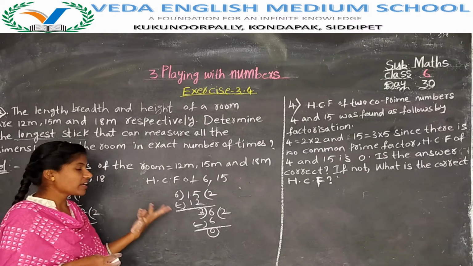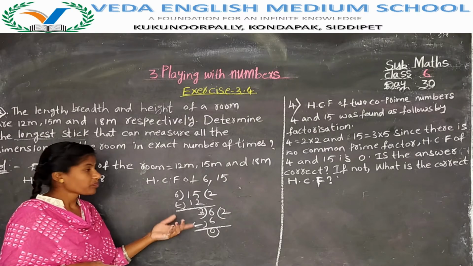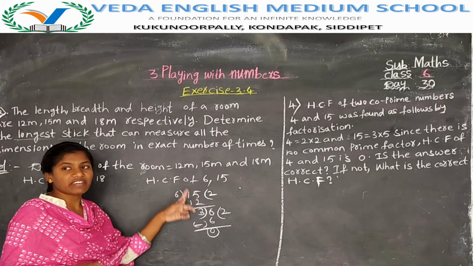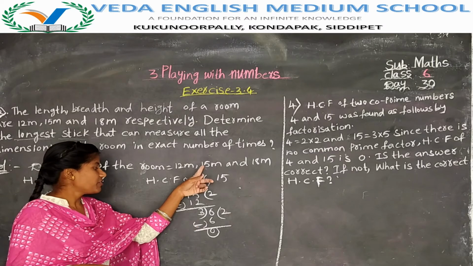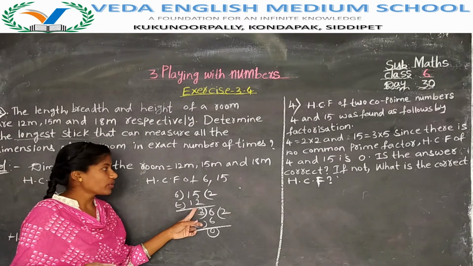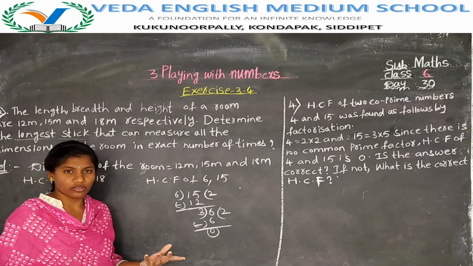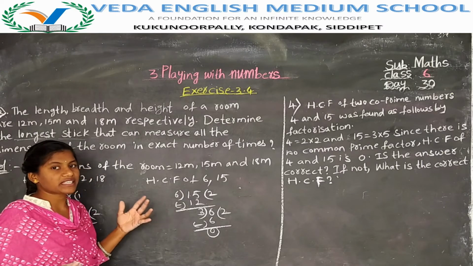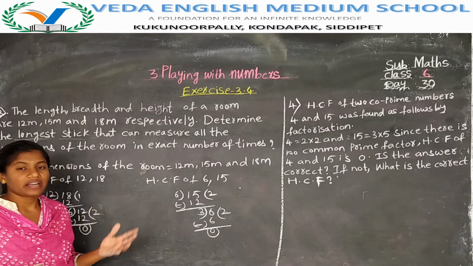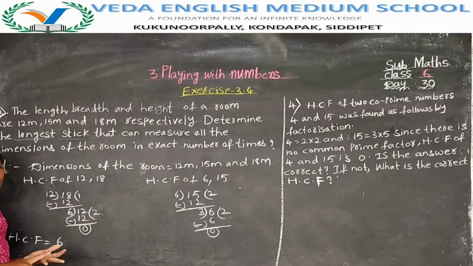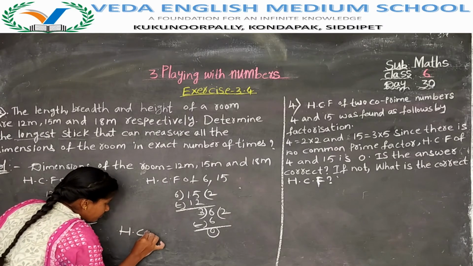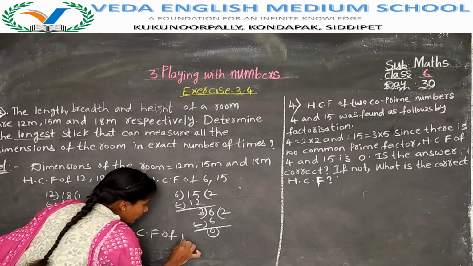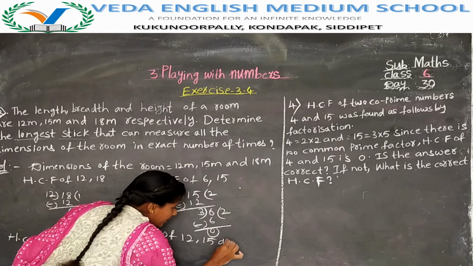Right? While we are going with division, 12 divided by 3 divides exactly with the remainder 0. 15 divided by 3 gives remainder 0. 18 divided by 3 gives remainder 0. So the 3 meter stick is the longest stick that can measure the length, breadth and height of the room exactly. So here you have to write: HCF of 12, 15 and 18 is 3.